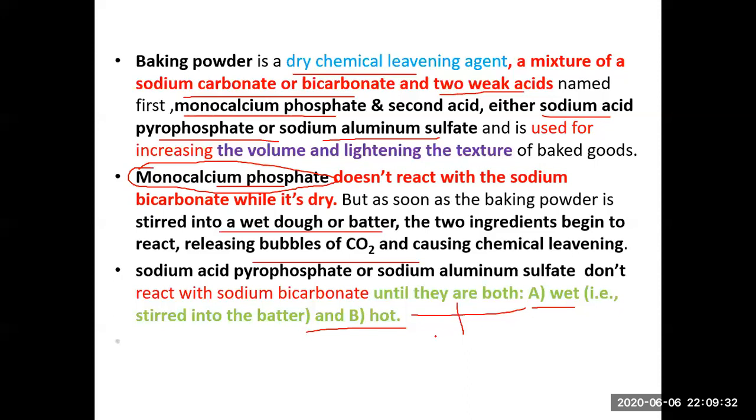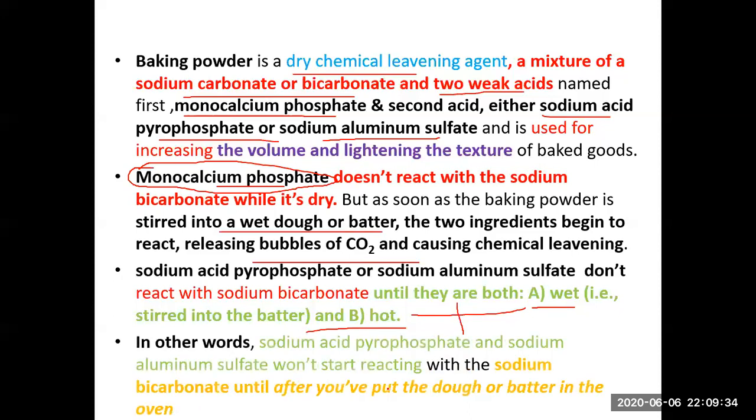and hot. That means sodium acid pyrophosphate or sodium aluminium sulfate won't start reacting until your dough or your batter goes to the oven. Whenever it goes into the oven, then these two acids will react and your product will rise. So that was baking powder and baking soda.